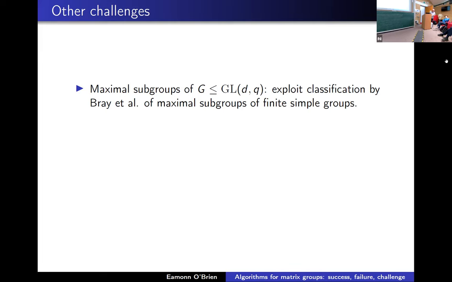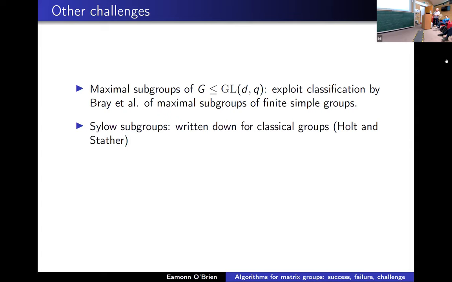It will be done. Excellent. In 5 years' time. Zero subgroups, I mentioned it earlier. There is work of Derek and one of these PhD students, Mark Stater, who's written down is in all subgroups, for all P for classical groups. For defining characteristic, we can write it down for exceptional groups, but not in general.